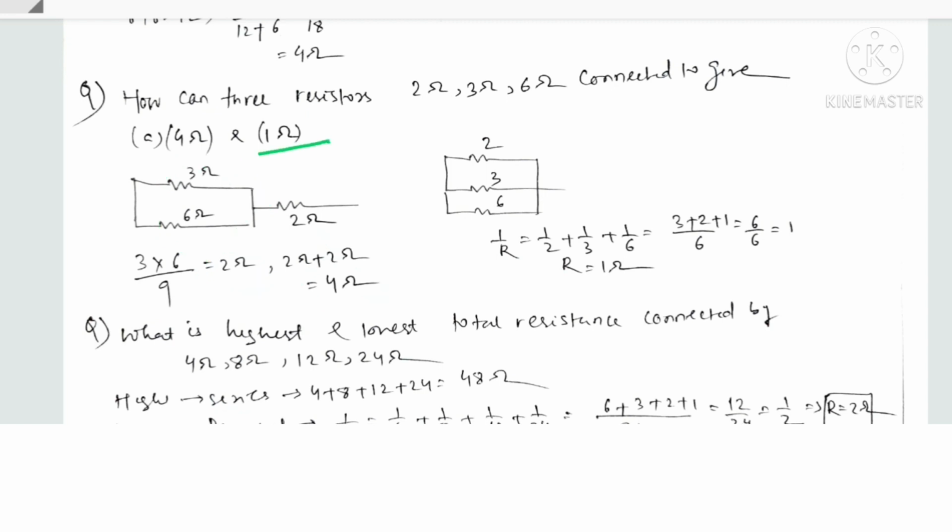Now for 1 ohm, let us connect all these 3 in parallel, 2, 3 and 6. So equivalent is 1 by R1 plus 1 by R2 plus 1 by R3, and R is found to be 1 ohm.